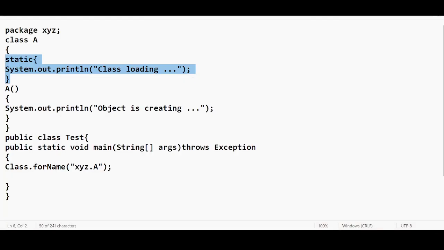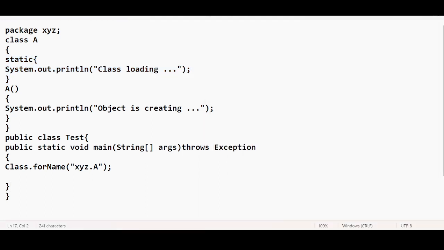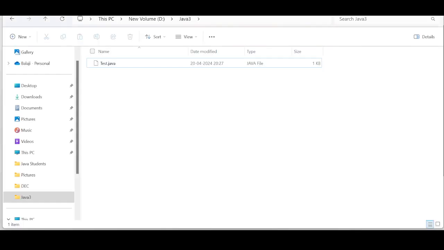Okay, let me run this. Now you see I have just saved the file. I think you're able to see the test.java. I have just entered Control S, so test.java has been saved.